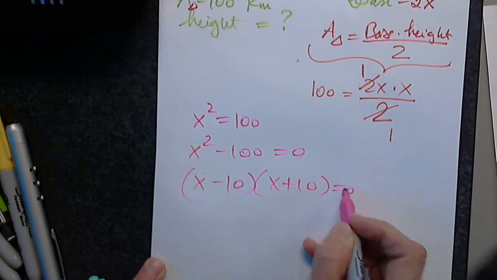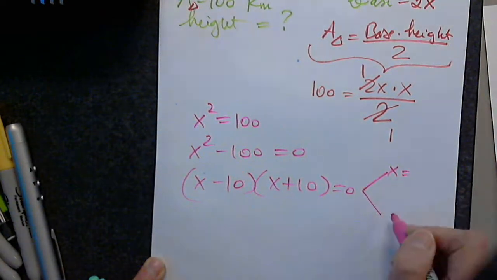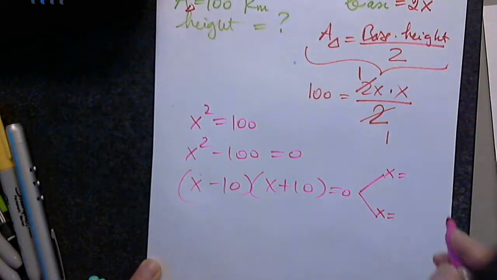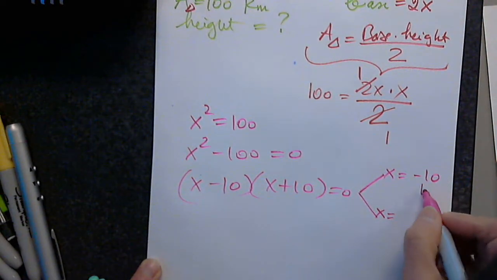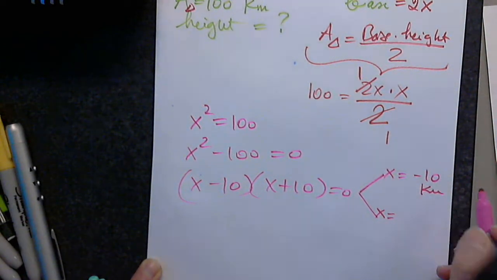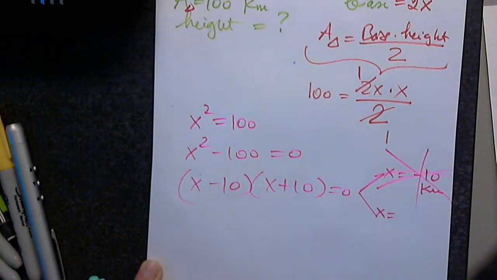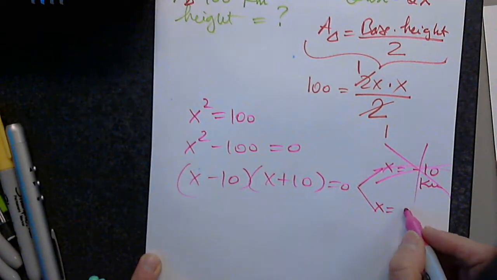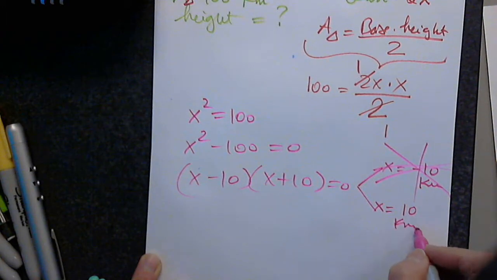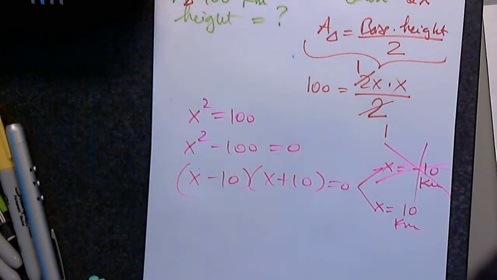And we will get 2 options for x: x equals negative 10 kilometers, and x equals 10 kilometers. It's clear why I crossed out the negative 10, right? The distance cannot be negative. Okay.